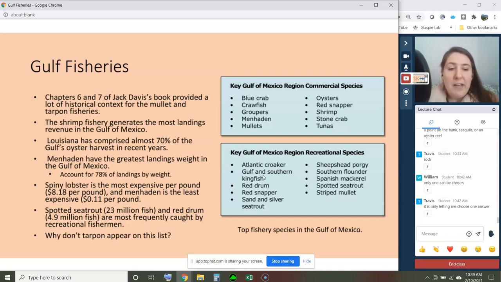Why do you think tarpon don't appear on this list? So we know tarpon are important. We're talking here about landings, about fish being sold. Why do you think tarpon don't appear? Any ideas?